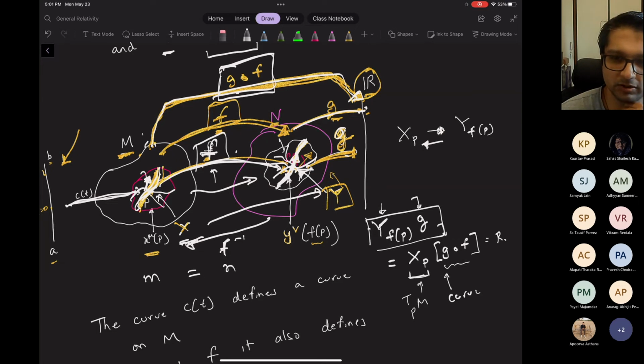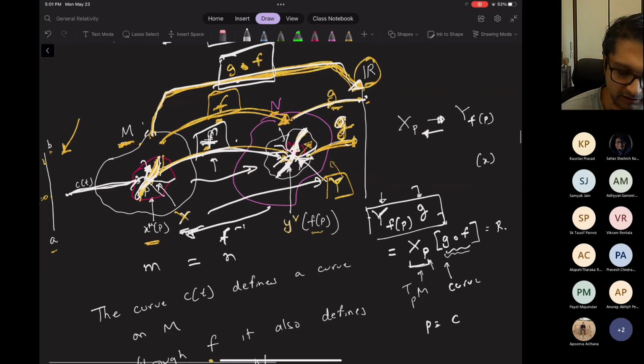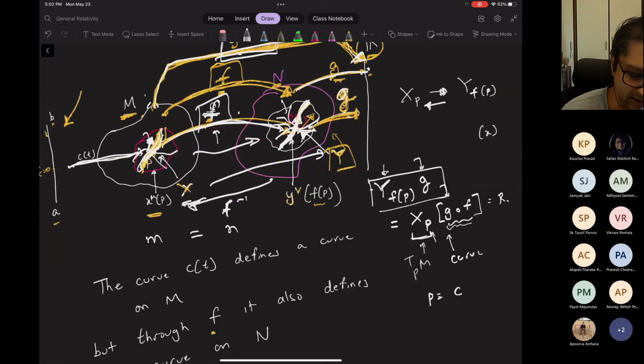Wouldn't it be more appropriate to write g∘f∘c instead of g∘f? No, so when I'm saying p, p is already c. I'm evaluating this at a point on x, and this x is defined through the point p. So p is already giving me the point on the curve that I'm at. Yes, there is some abuse of notation, in the sense that strictly speaking I'm not being careful to distinguish the coordinate from the point p. Okay.